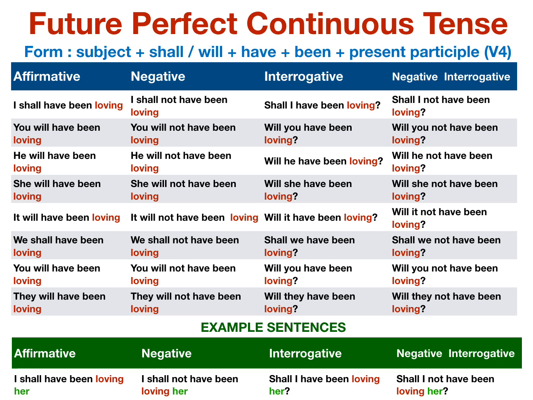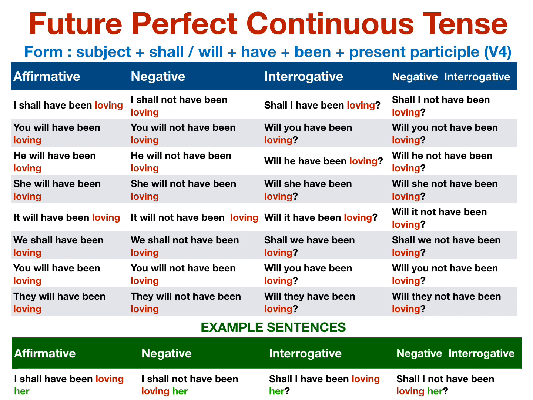Future perfect continuous tense. Subject plus shall or will plus have plus been plus verb-ing. I shall have been loving. I shall not have been loving. Shall I have been loving? Shall I not have been loving?